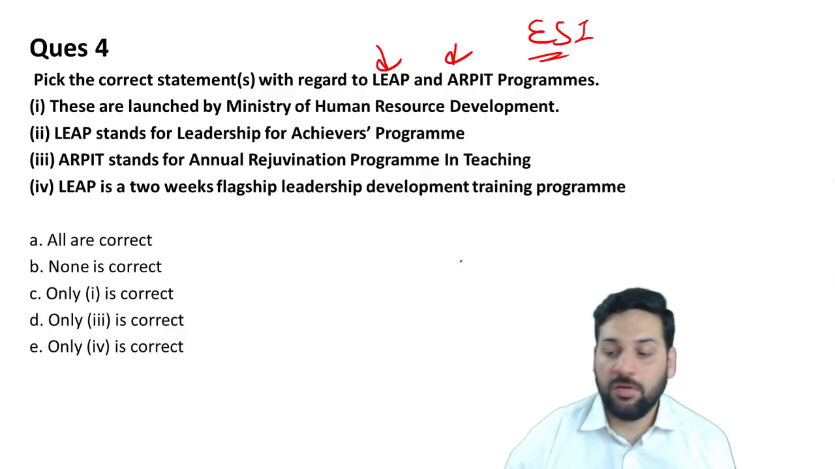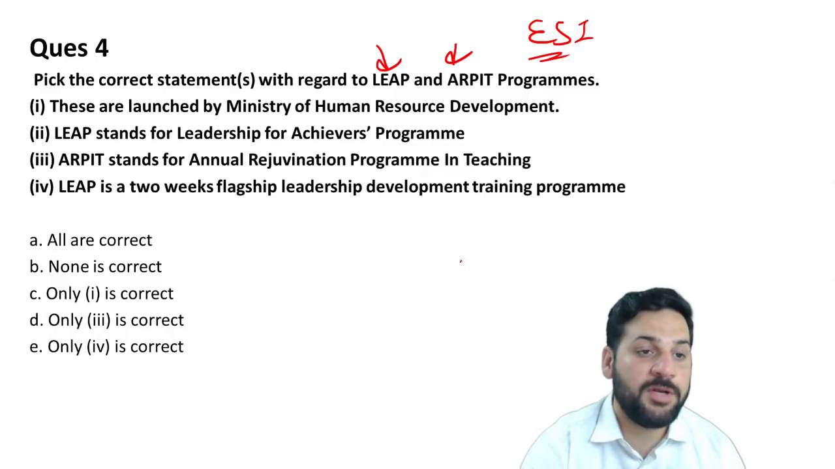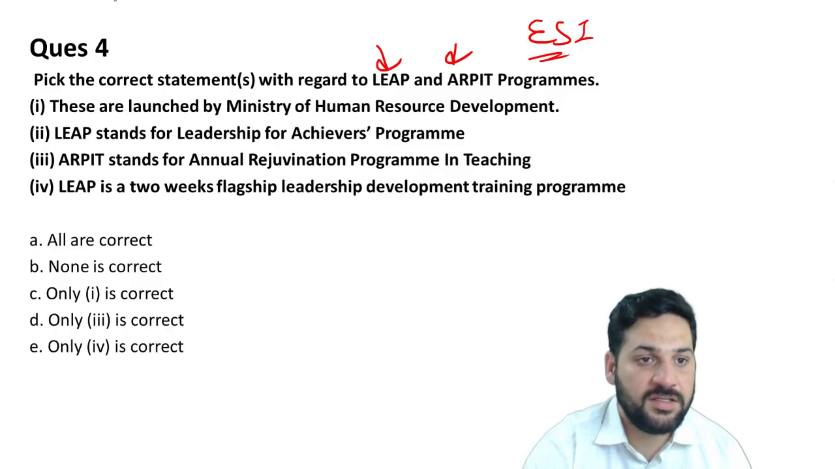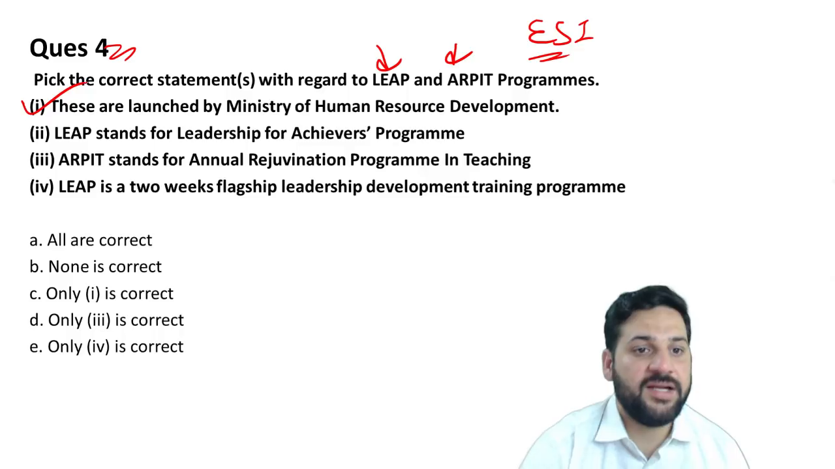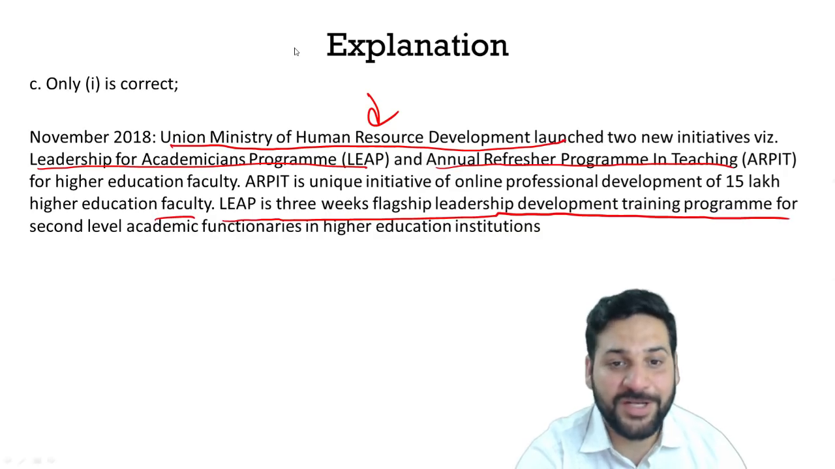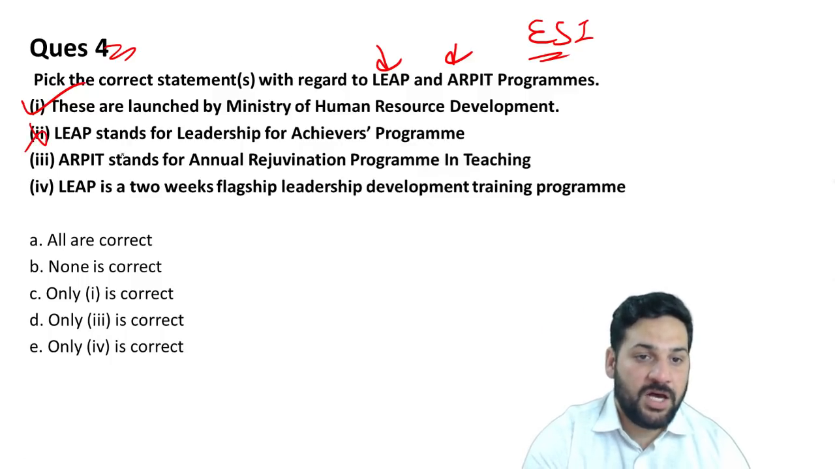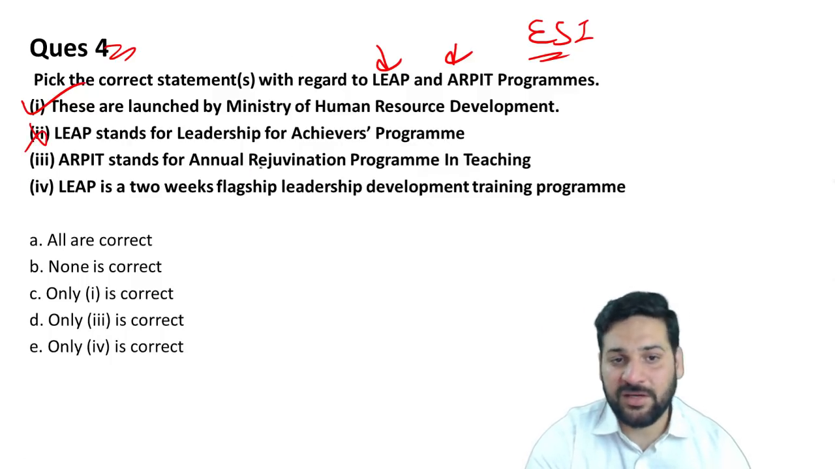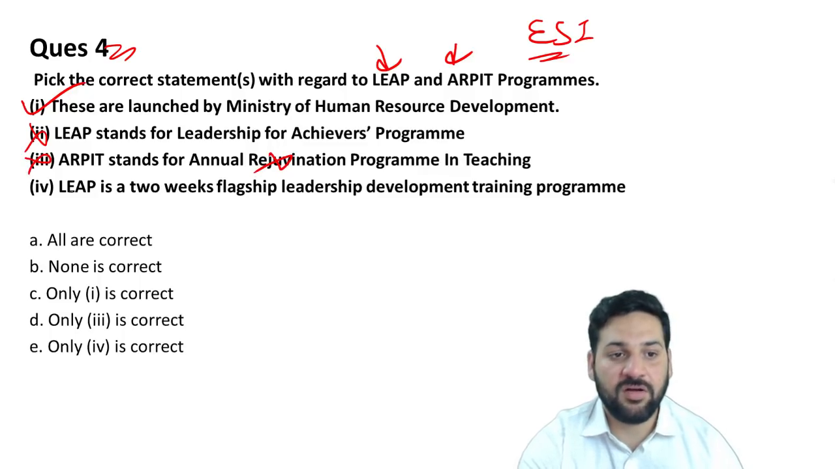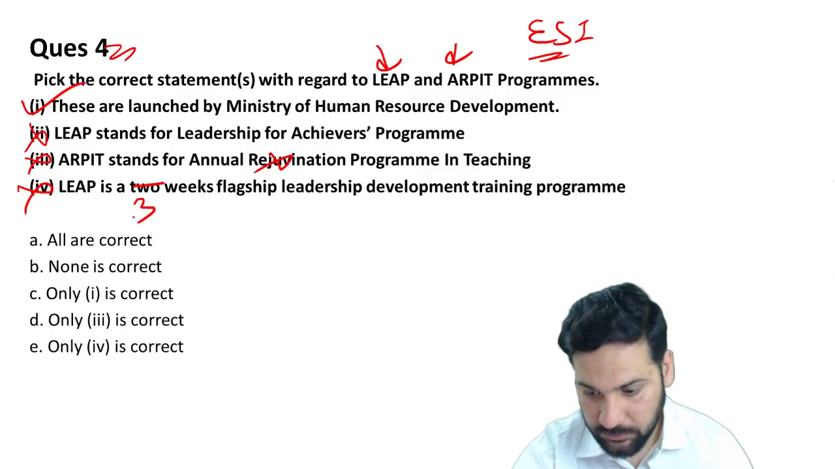Now these schemes were launched by whom? The Ministry of HRD. That is correct. But the Leadership for Achievers program, that's not correct. Leadership for Academicians program, that is correct. ARPIT stands for annual refresher. It is not rejuvenation. That is wrong. LEAP is a 3-week program, not 2 weeks. Okay. So really simple.